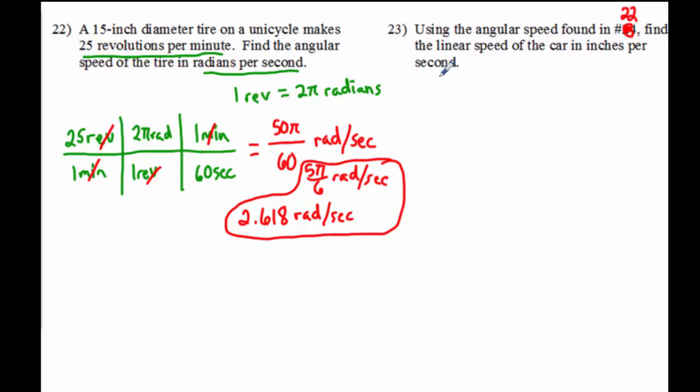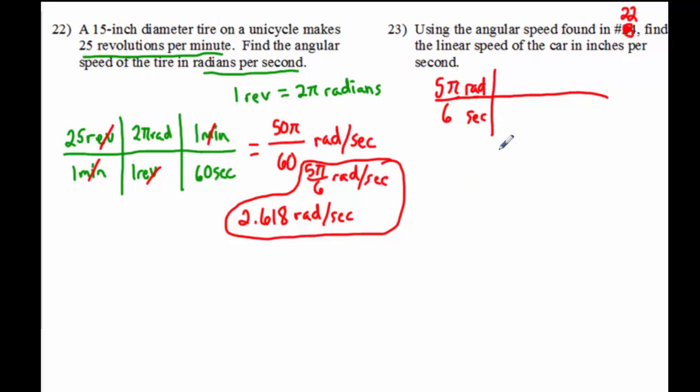And it doesn't matter if you use 5 pi over 6, or if you use the decimal. What we start off with is radians per second, and what we want is inches per second. So how do I go from radians to inches? I have to use the radius.